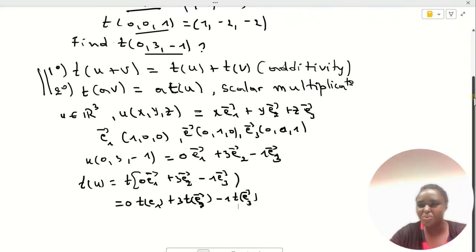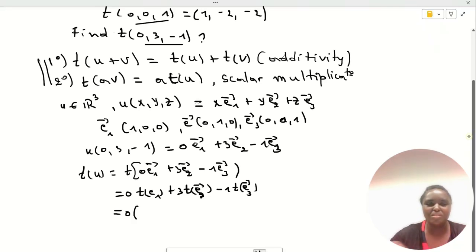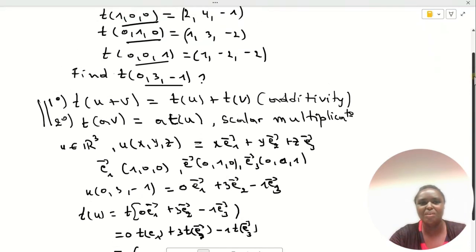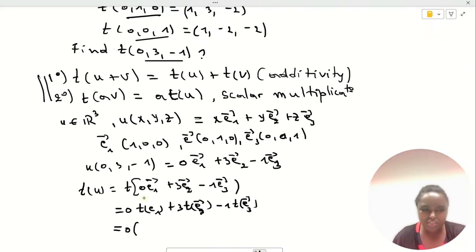So what do we have? T of u equals 0 times T of e1, which is given up there: 2, 4, and minus 1. Plus 3 times T of e2, which was 1, 3 and minus 2. And minus 1 times T of e3, which is 1, minus 2 and minus 2.